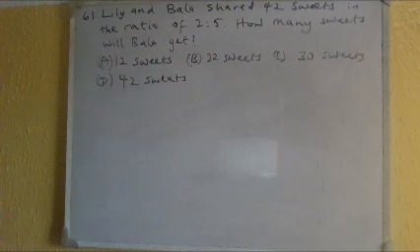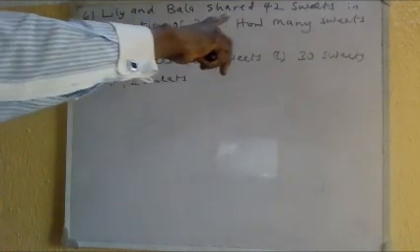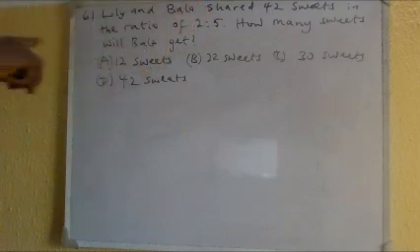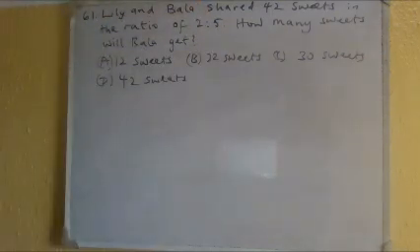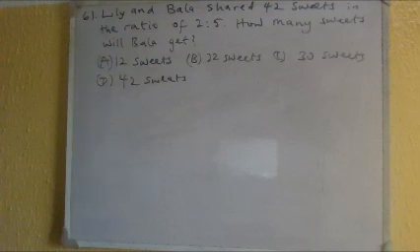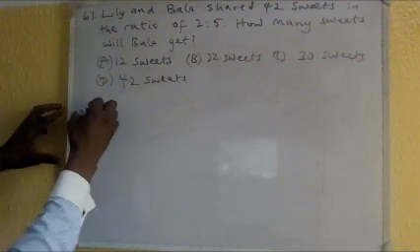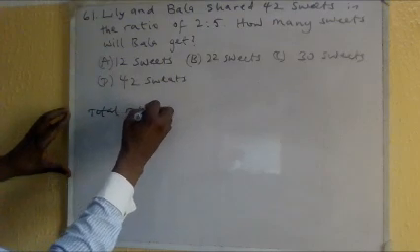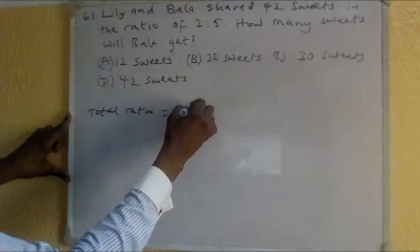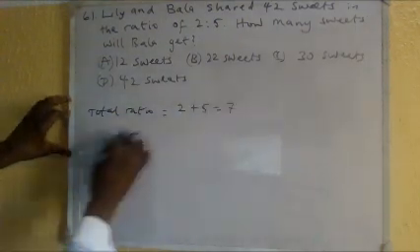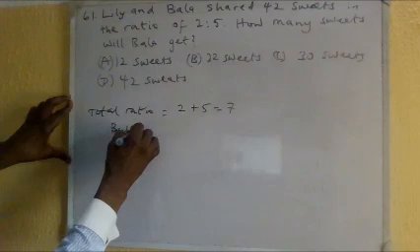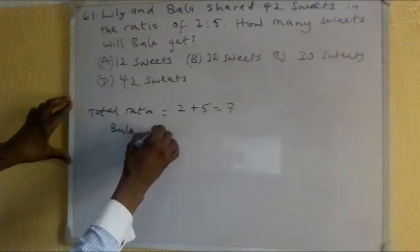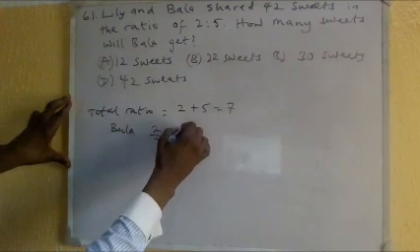It says that Lily and Bala shared 42 sweets in the ratio of 2 to 5. How many sweets will Bala get? So the ratio sharing is 2 to 5. So the total ratio is 2 plus 5, which is what? 7. So Bala's share is 2 over 7 times 42.